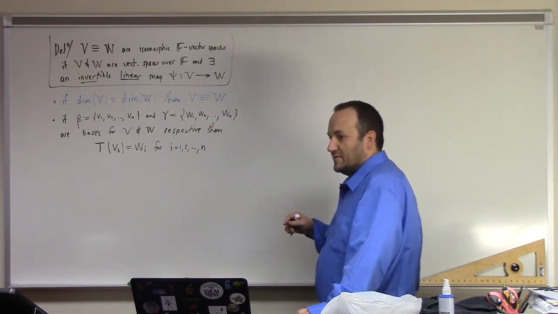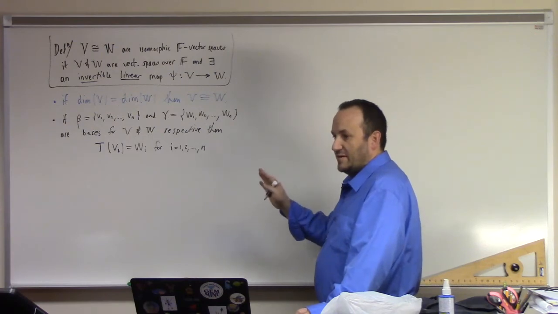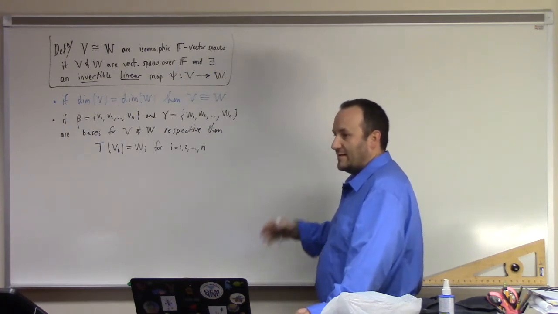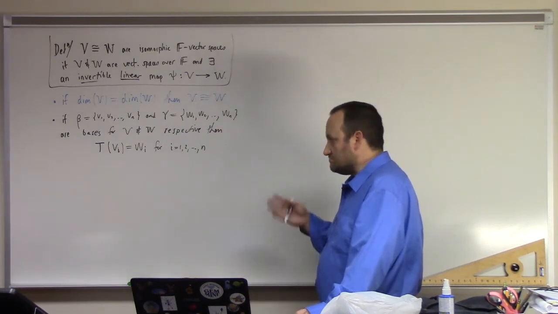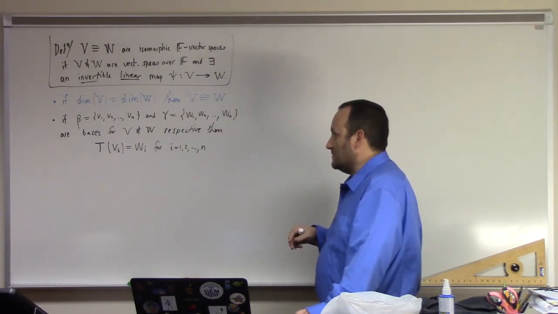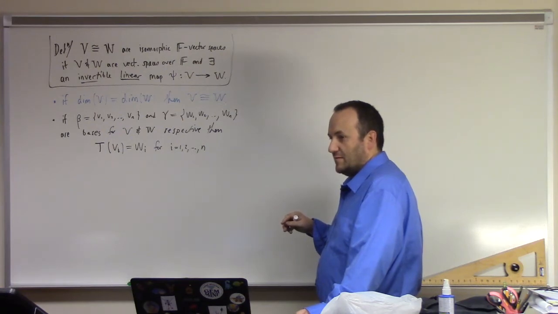I find a basis for one space, I find a basis for the other space, I map my given basis to the other basis, and then extend linearly. That defines an isomorphism. So that's often, if the example is not super, super easy, a helpful guide. A lot of times, though, I just kind of look at it and write it down.